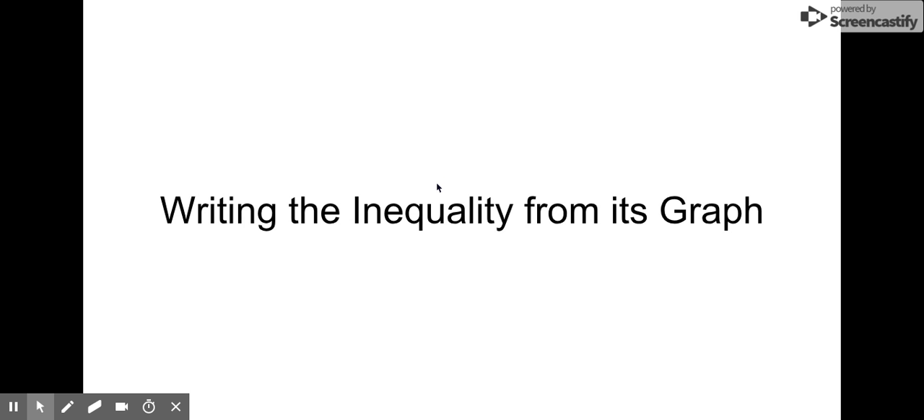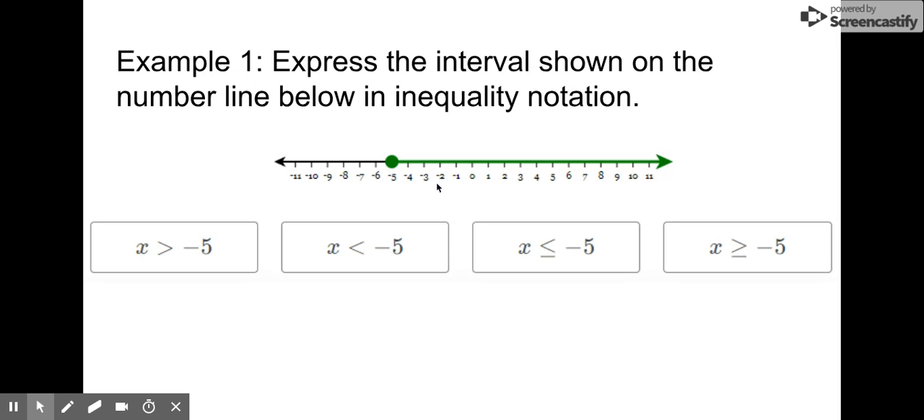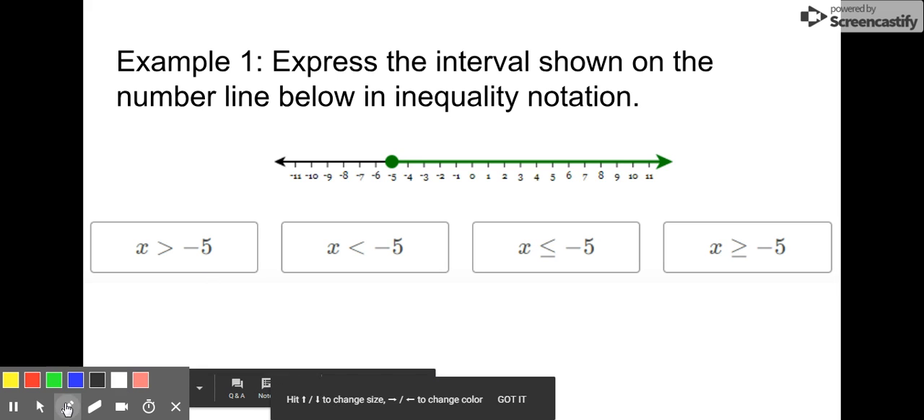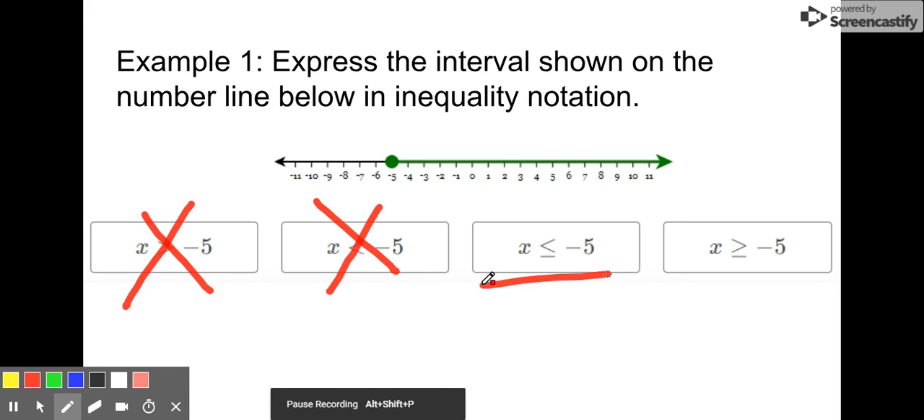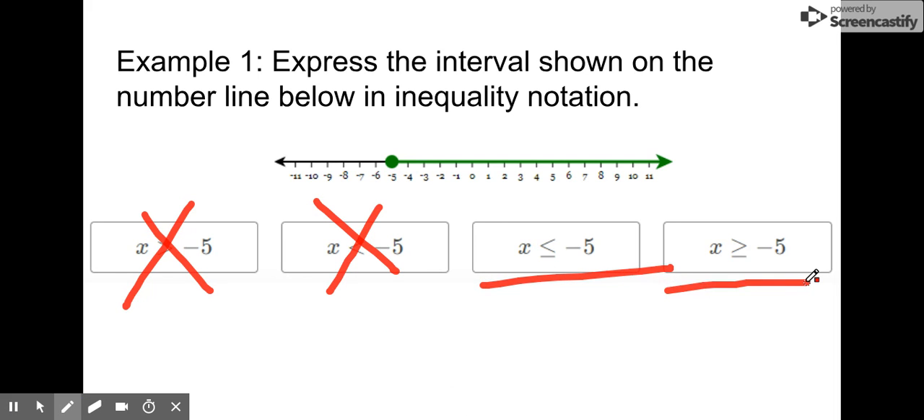We're going to first look at some examples of inequalities that have already been graphed and how to write the corresponding inequality from the graph. If we look here, there are a couple things to consider. First of all, we see right here at -5, there is a closed circle. That means that we have to have either a less than or equal to symbol or a greater than or equal to symbol. So we can eliminate some of our choices and we know we're dealing with less than or equal to or greater than or equal to.